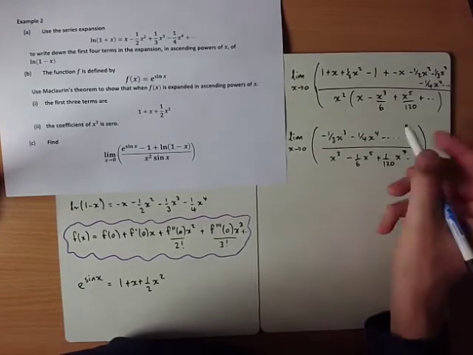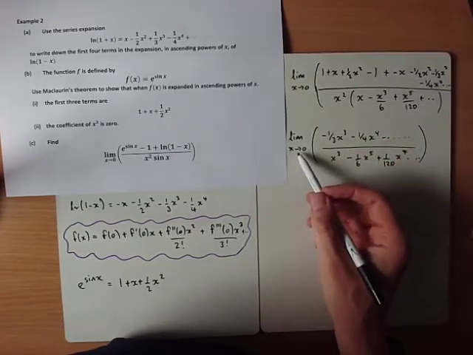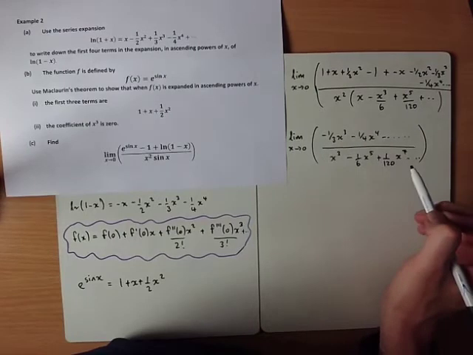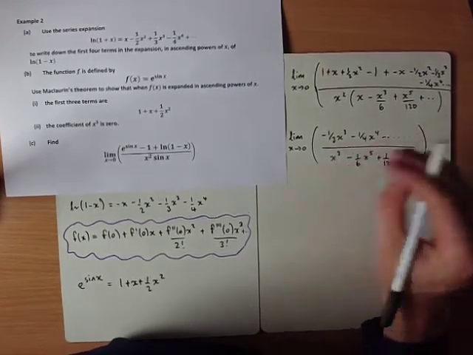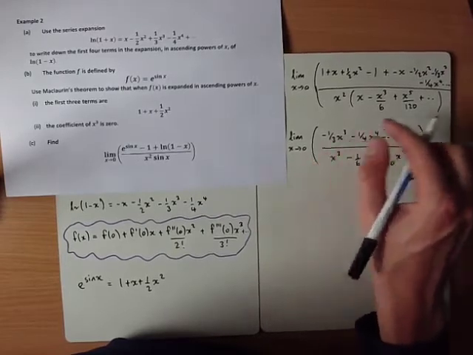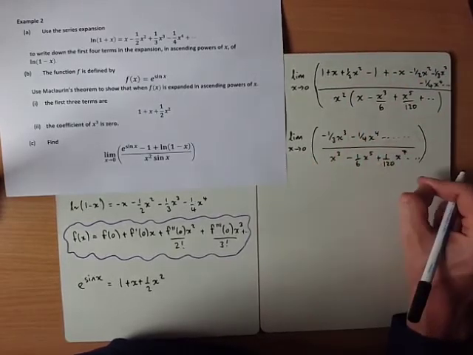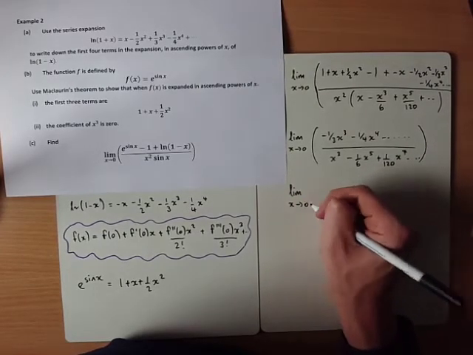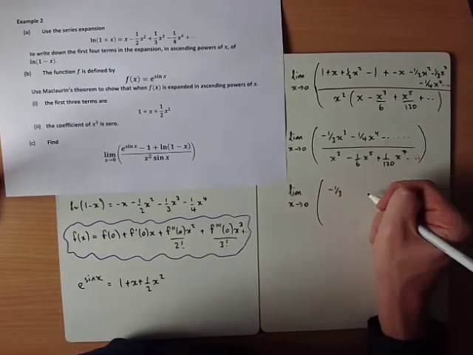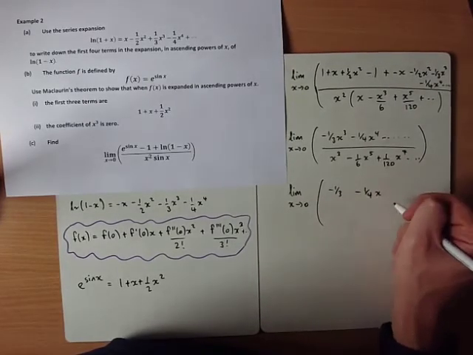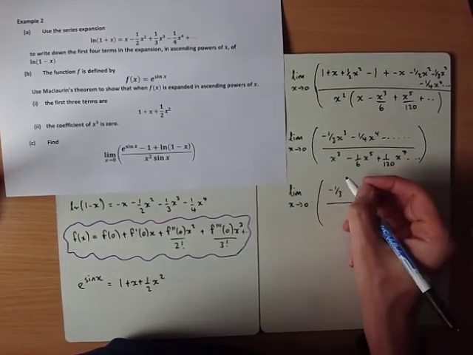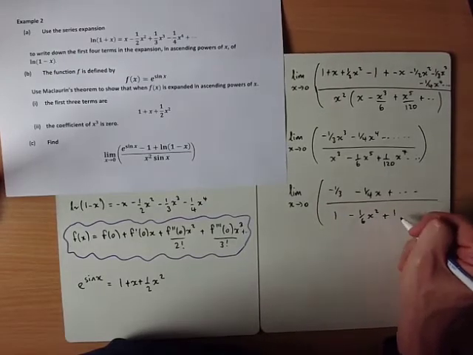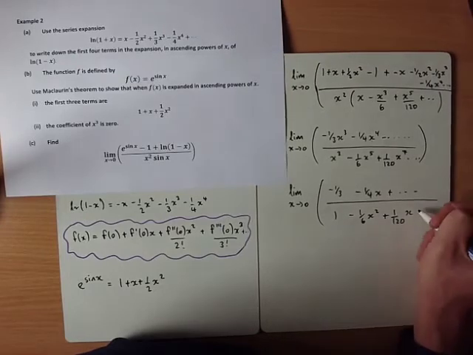Now that we've got to this point, because we're trying to evaluate the limit as x tends to 0, once you've got it in this form with the series expansion, you're going to cancel down whatever powers of x you can. Because a lot of stuff cancelled out, you can cancel throughout by x cubed. So that would be the limit as x tends to 0 of minus a third minus a quarter x, over 1 minus 1/6 x squared plus 1 over 120 x to the 4.